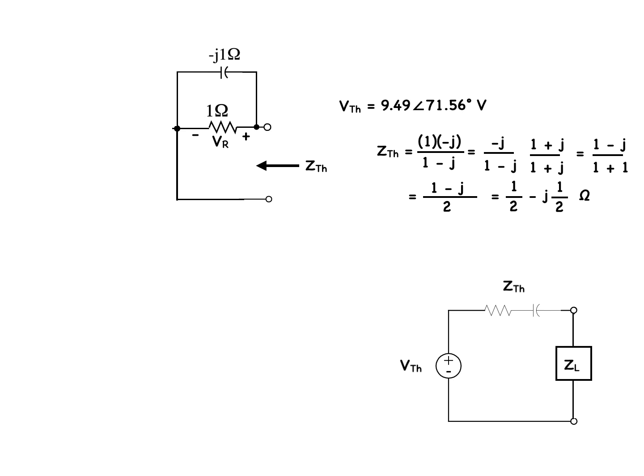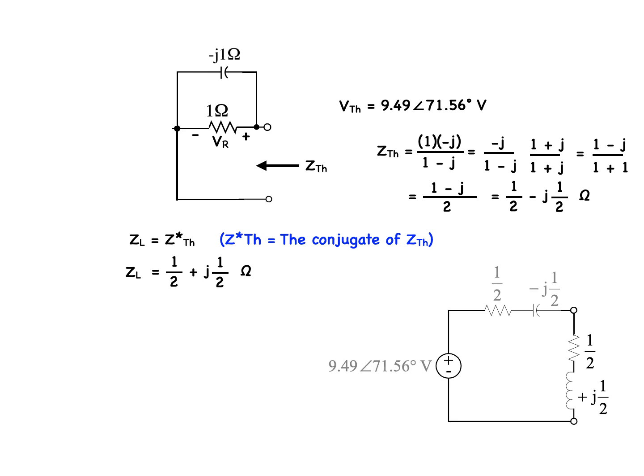For maximum average power transfer, ZL must equal the conjugate of the Thevenin impedance, ZTH. Therefore, ZL is equal to 1/2 plus j 1/2. We can now replace the circuit elements with actual values in the circuit diagram and calculate for the current. According to Ohm's law, I is equal to the source voltage divided by all of the impedances that are in the circuit.